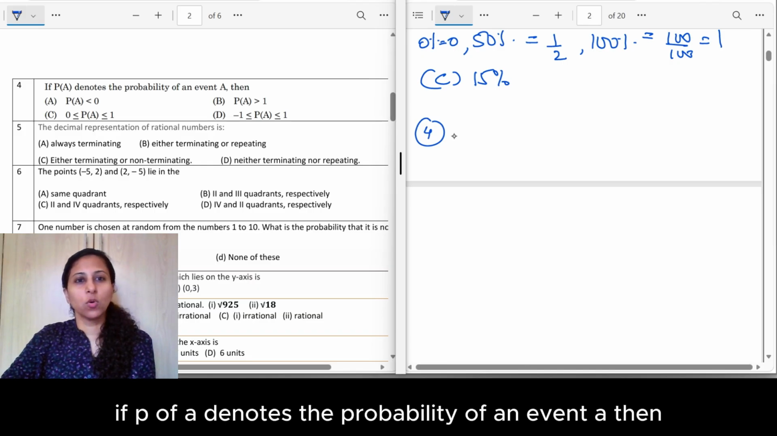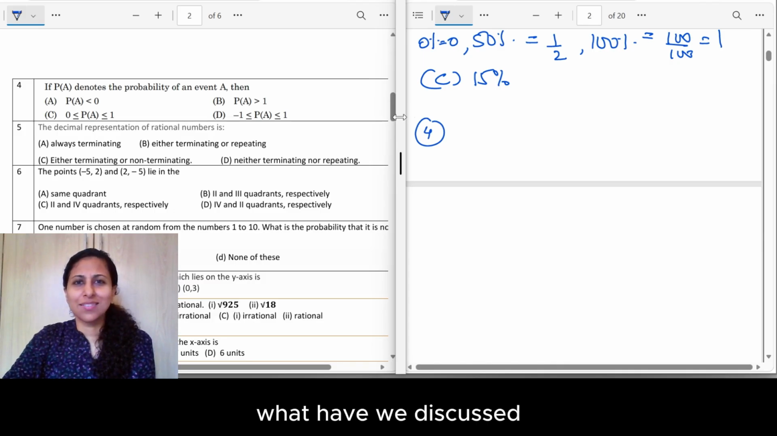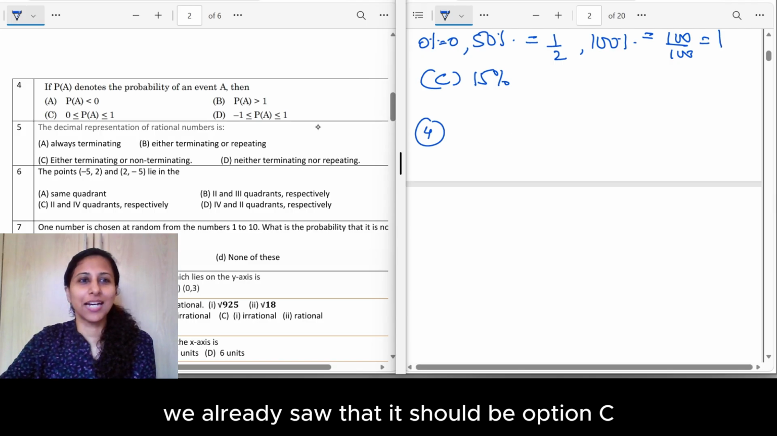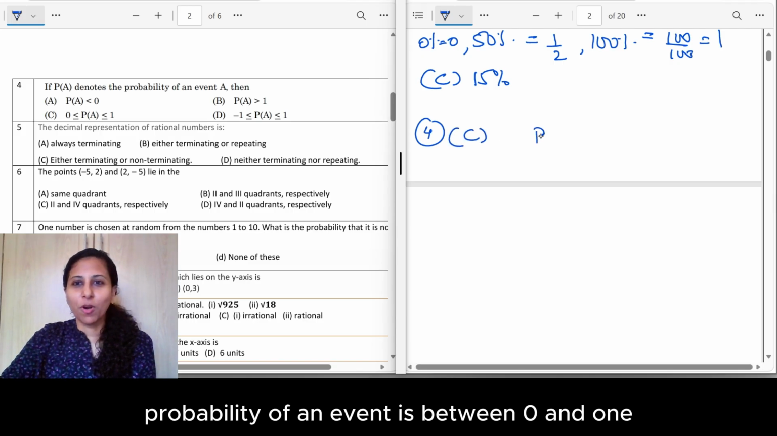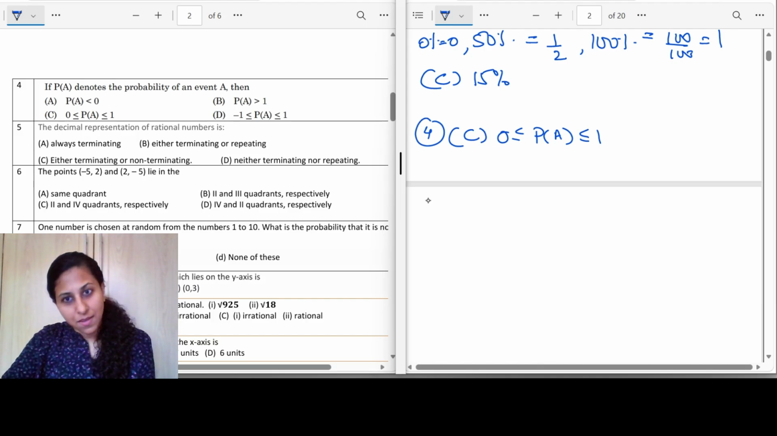If P of A denotes the probability of an event A, oh, this is just the previous thing. What have we discussed? We already discussed this formula. So if P of A denotes the probability of an event, we already saw that it should be option C. Probability of an event is between 0 and 1. Same explanation as the previous question. Fifth one.